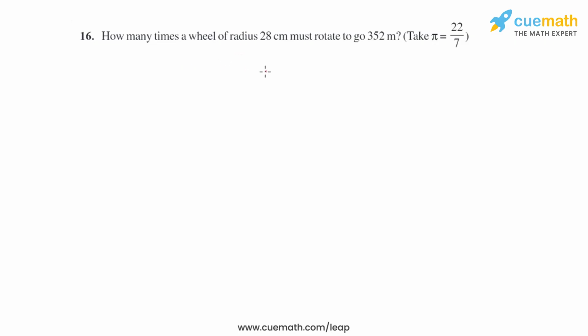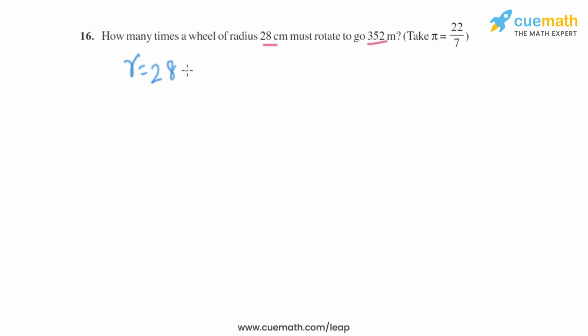Question 16 of this exercise says: how many times must a wheel of radius 28 cm rotate to go 352 meter? Take pi equal to 22 by 7. Now as we can see in the question, the radius is given in centimeter and the total distance traveled is given in meter. So let's make the unit the same.